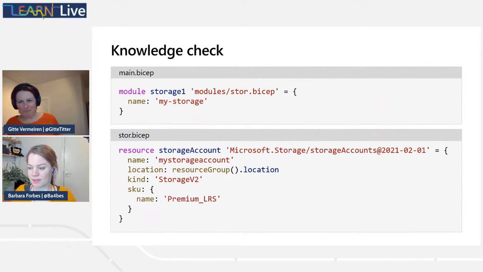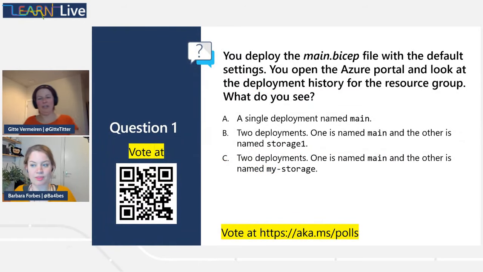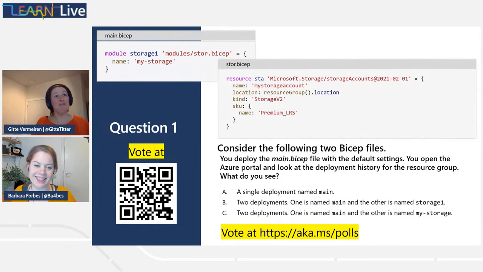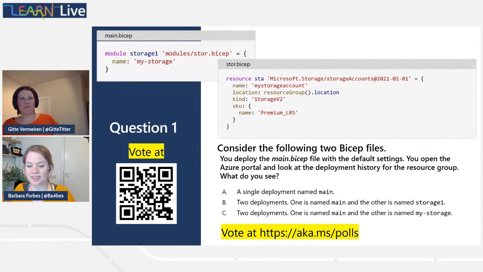If you want to follow along, you can already go to the link where the poll is. We have a poll on aka.ms/polls, and you can vote on your favorite answer to this question. You have the main Bicep file that you saw on the previous slide, but we have this nice morph action now on this slide, so you can actually see the main.bicep file. Yay! So you have this main.bicep file, and you also have a store.bicep file.